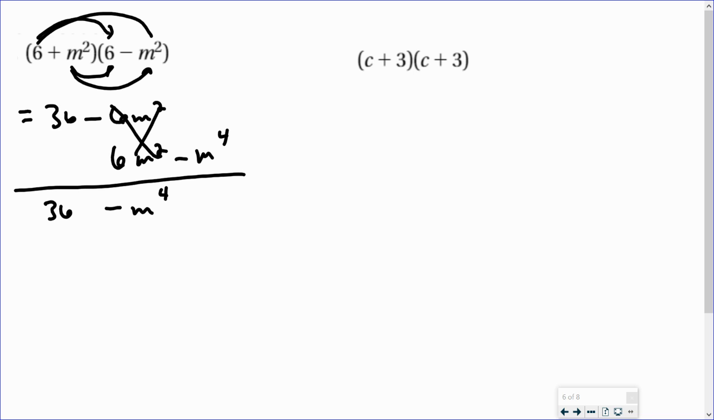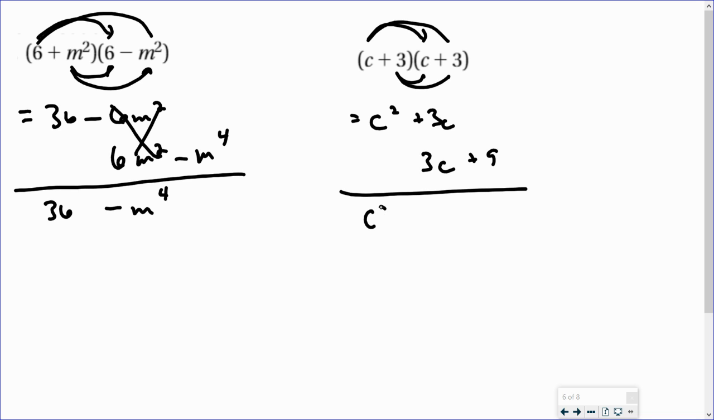This one, I don't see a squared, so I'm just going to do this like how I do it. C times c is c squared. C times 3 is 3c. 3 times c is 3c. 3 times 3 is 9. C squared. 3c plus 3c is 6c plus 9. No difference in my technique. If you start to recognize the problems and you can see a shortcut, that's great, but I don't do them any differently.